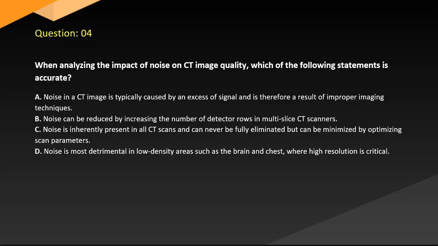Question 4. When analyzing the impact of noise on CT image quality, which of the following statements is accurate? A. Noise in an image is typically caused by an excessive signal and is therefore a result of improper imaging techniques. B. Noise can be reduced by increasing the number of detector rows in multi-slice CT scanners. C. Noise is inherently present in all CT scans and can never be fully eliminated but can be minimized by optimizing scan parameters. D. Noise is most detrimental in low-density areas such as the brain and chest where resolution is critical.